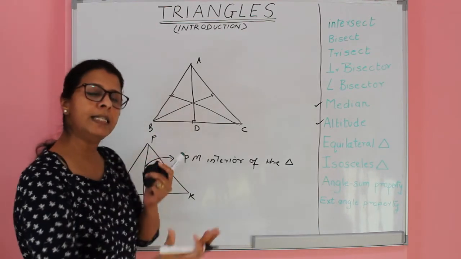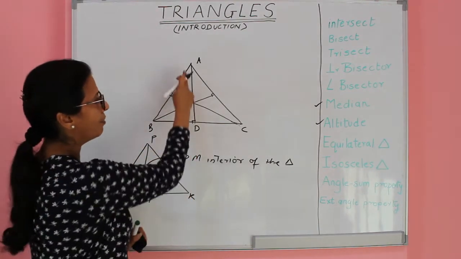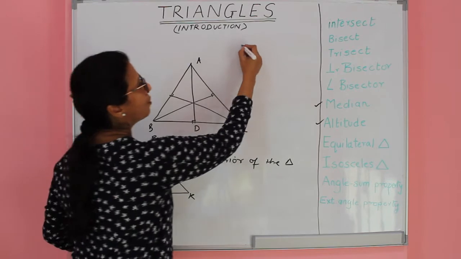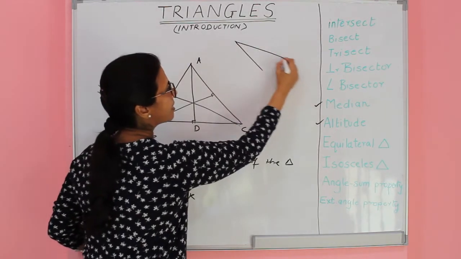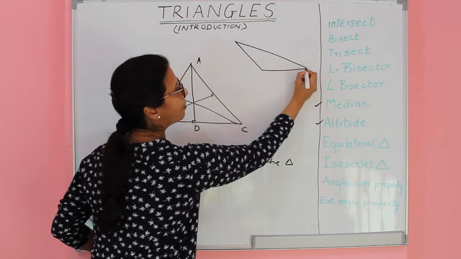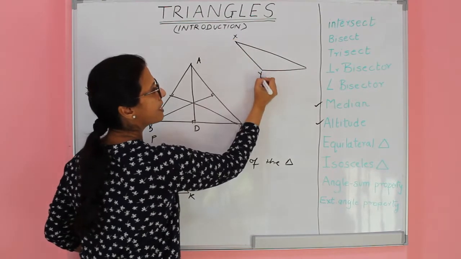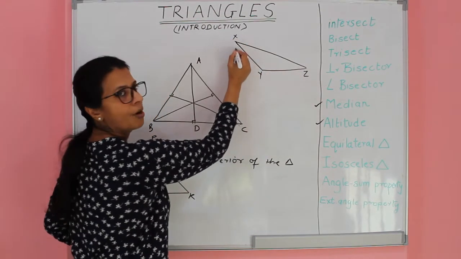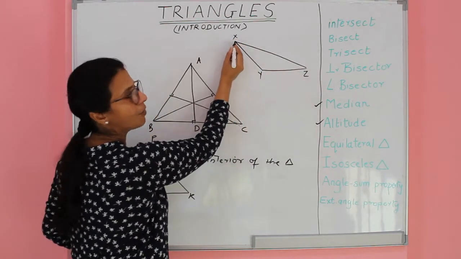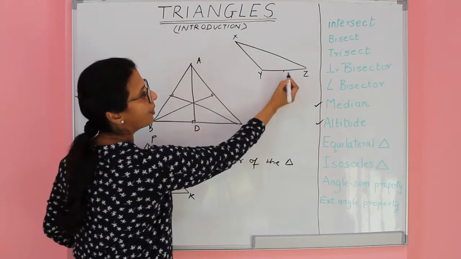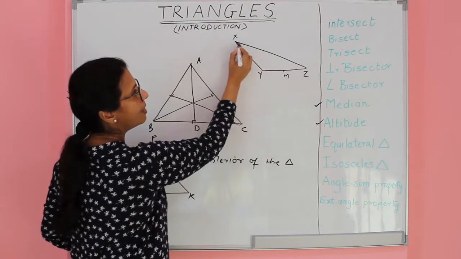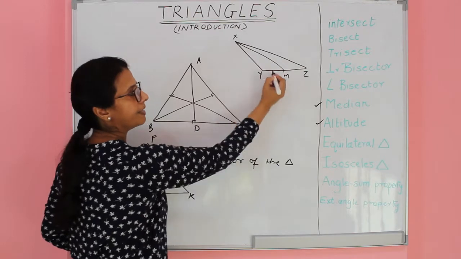Altitude can be in the interior, it can be in the exterior also. Over here it is in the interior. I can show you a triangle in which it is in the exterior also. In an obtuse angle triangle, suppose say X, Y, Z. If I want to draw a median, what I will do is, from here I am going to take a midpoint over here. XM is going to be my median, correct?